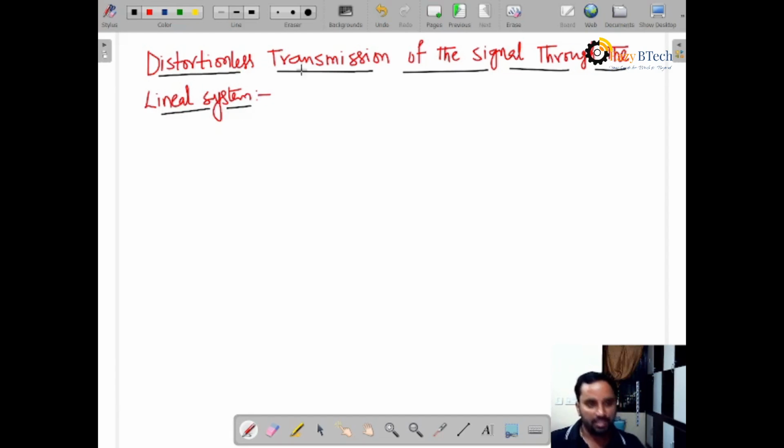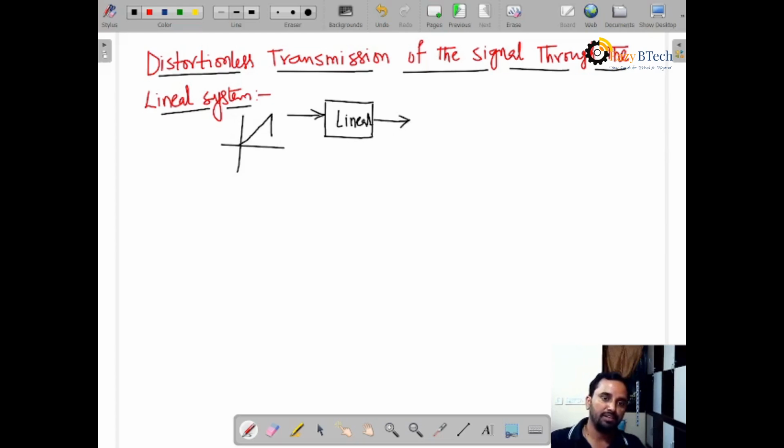First of all, what is distortion? That we will discuss. Suppose this is the linear system. Consider this is a linear system. So this is the input signal. Suppose it is available from 0 to 2 seconds.